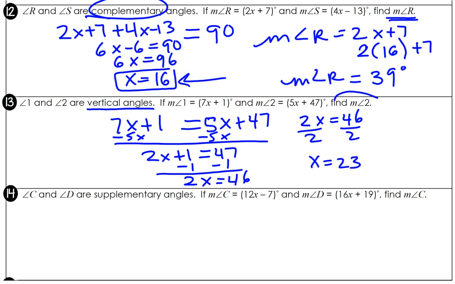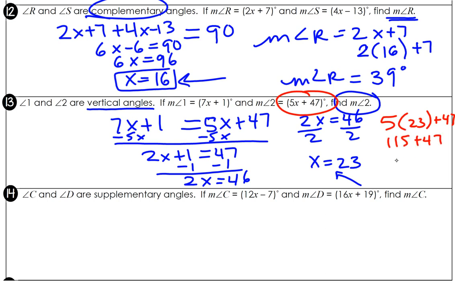I'm going to come up here because I ran out of room. But remember, they want the measure of angle 2, not the missing x. So if x is 23, then that means the measure of angle 2, which is this, is 5 times 23 plus 47. So let's see, that's 115 plus 47. So that is 163 degrees.